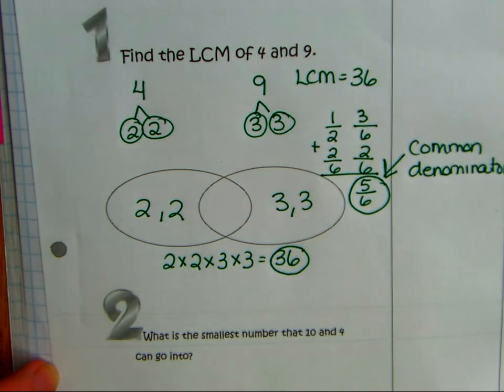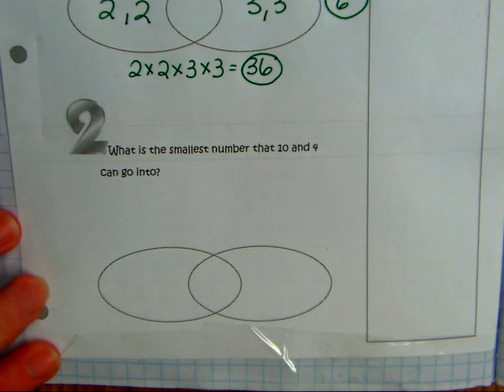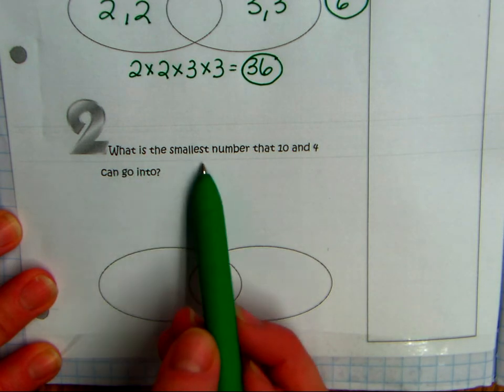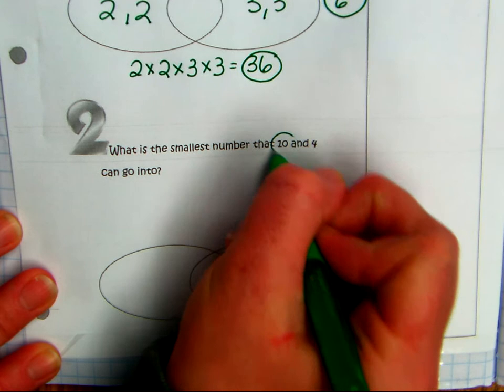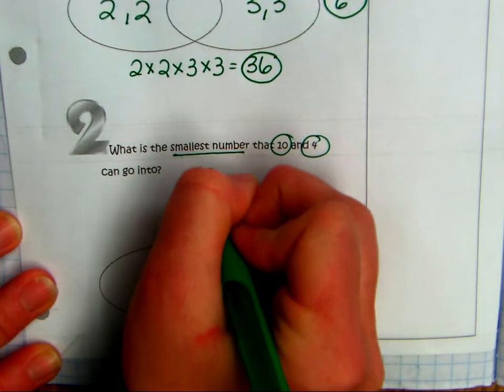All right, so there's one more practice. On this one, you're going to find the least common multiple of 10 and 4. And notice it doesn't say the LCM. It says, what is the smallest number that 10 and 4 can go into? Well, the smallest number that 10 and 4 can go into is the LCM.